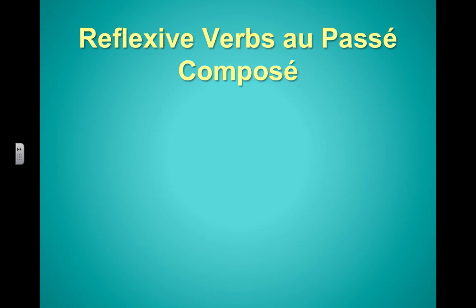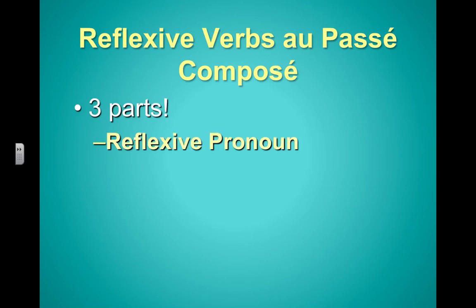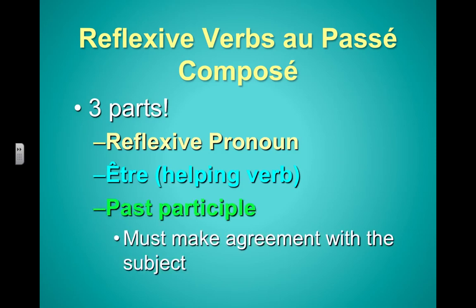With reflexive verbs, there's three parts. What do you think the extra part is? The extra part is that reflexive pronoun, the thing that makes these verbs reflexive. And our helping verb for reflexives is always être. So that's nice. We don't have to pick. And then we're going to have our past participle.